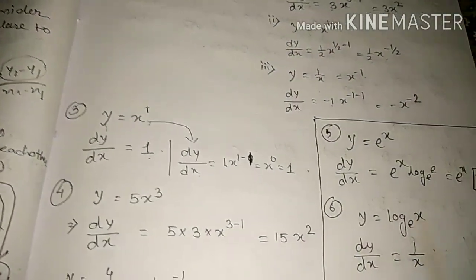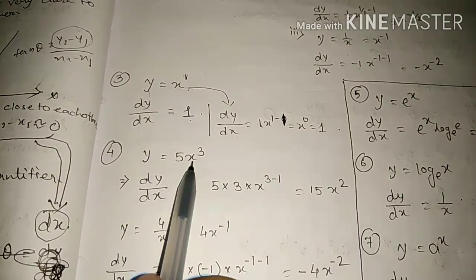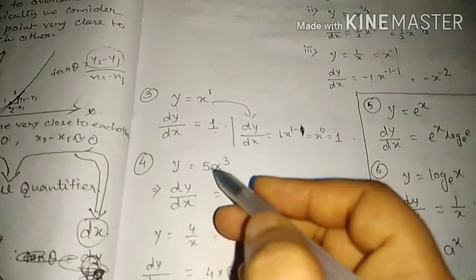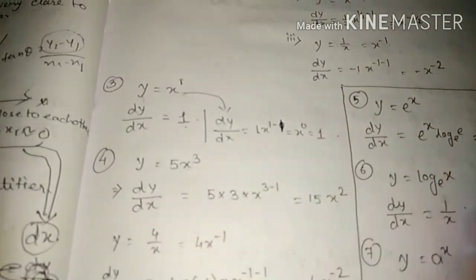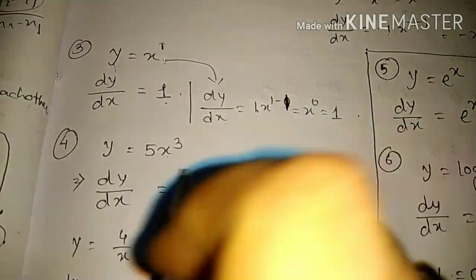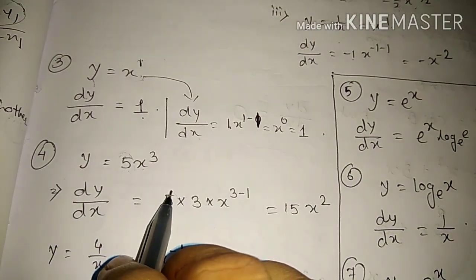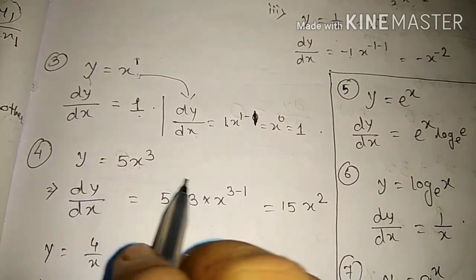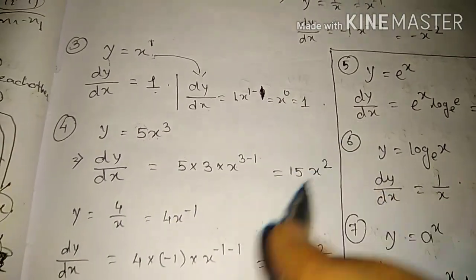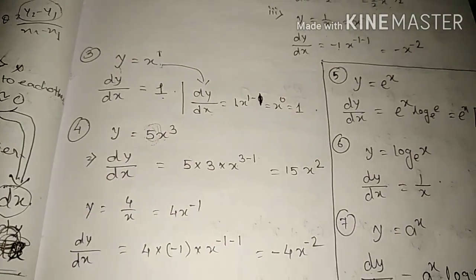Then the fourth law is y equals 5x cube. Here x has some power, but if any numerical value is also there, then dy by dx is similar. No disturbance here: whatever the numerical value, it remains the same. Then you differentiate the x cube. x cube means 3 x to the power 3 minus 1, so now 15x square. So no change in this numerical factor.